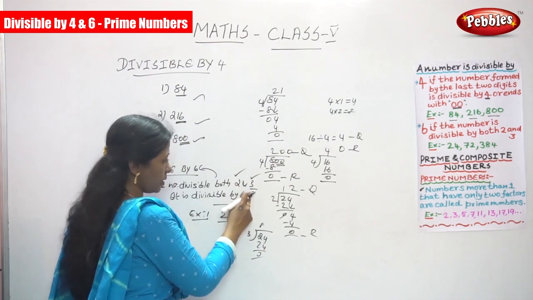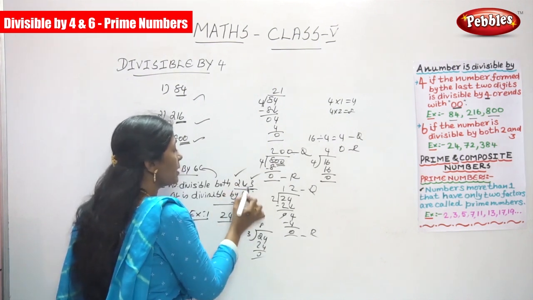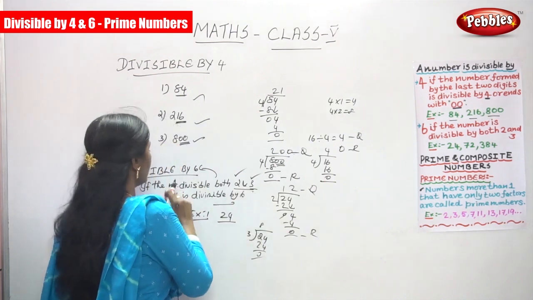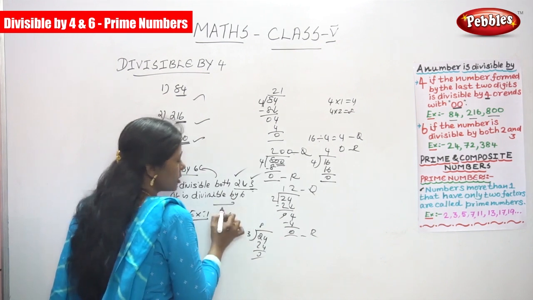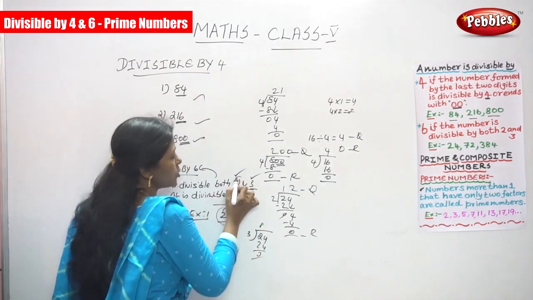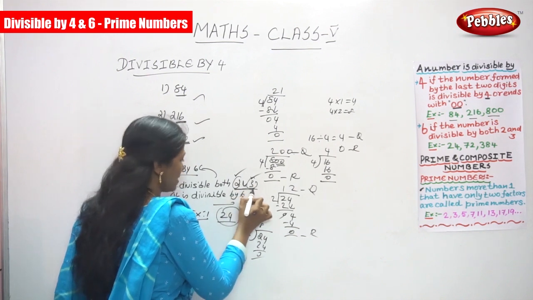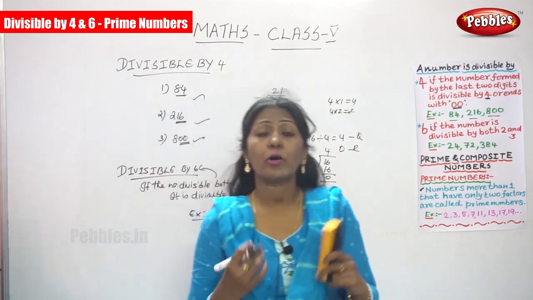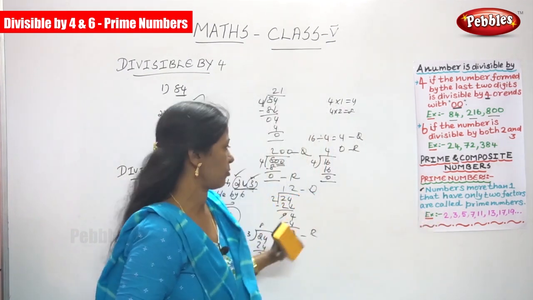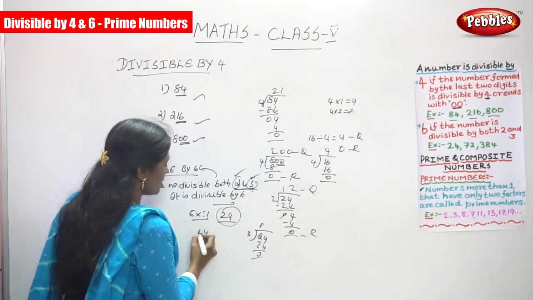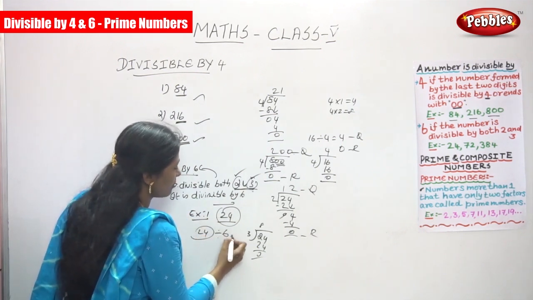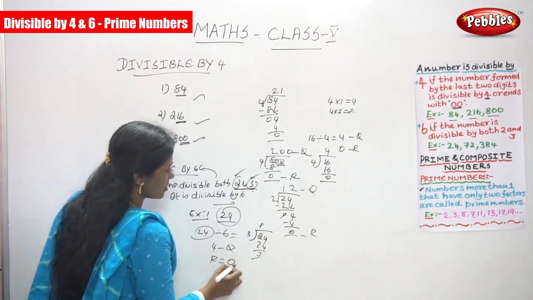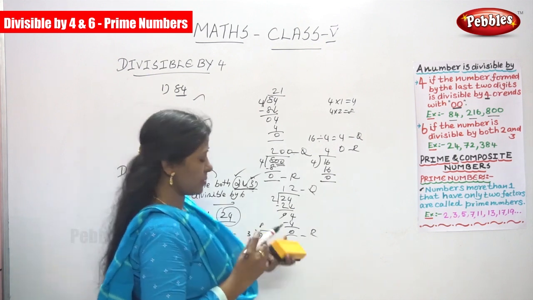So 2 and 3, both rules are satisfied. The number 24 is divisible by 2 and 3. So the rules are satisfied. So 24 is automatically divisible by what? 6. The rule is satisfied. So 24 is divisible by what? 6. The answer is what? Quotient is 4. Remainder what? 0. So I'll repeat once again.